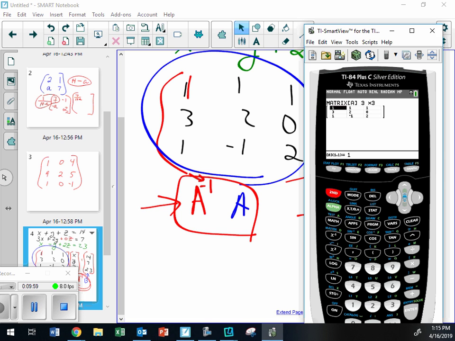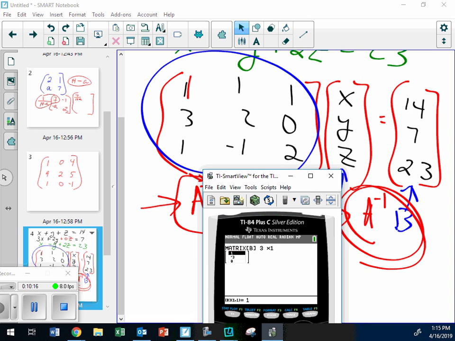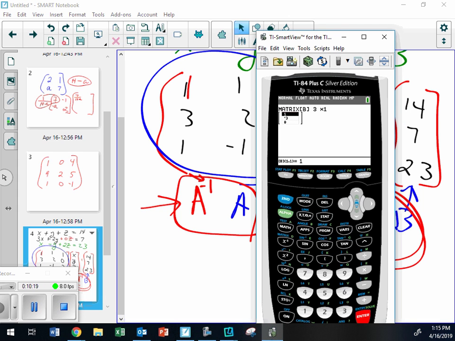Now I'm going back into the matrix menu and choose to edit B. And did you figure out, was the B matrix a 1 by 3 or a 3 by 1? 3 by 1, I agree. And its numbers were 14, 7, and 23.